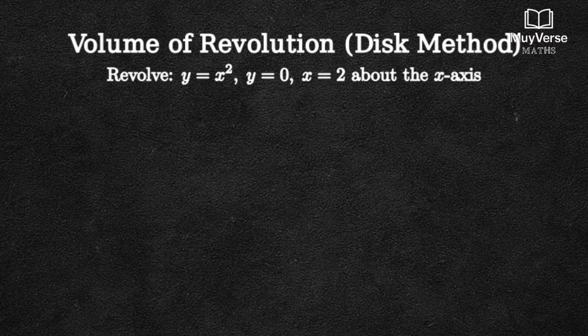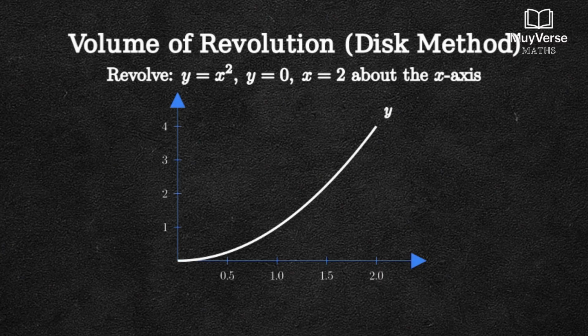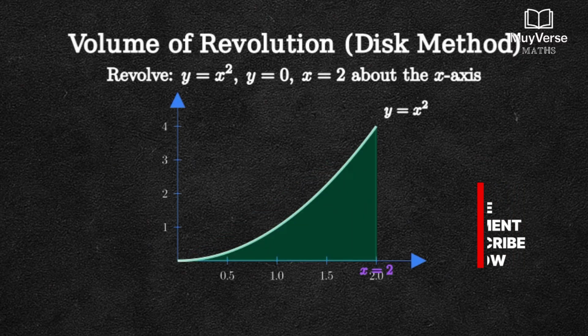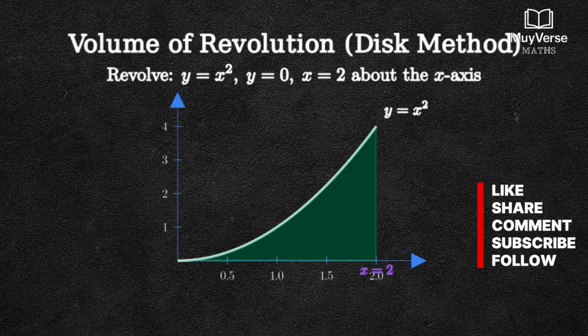Step 1. Sketch and visualize. Draw axes and label tick marks. Plot the parabola y equals x squared. Mark the vertical boundary x equals 2. Shade the region between the curve and the x-axis from 0 to 2. When this region spins around the x-axis, it creates a bowl-shaped solid.